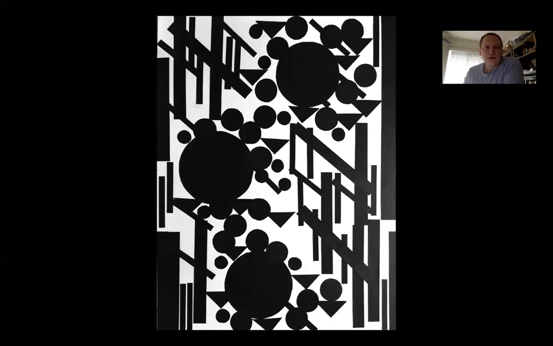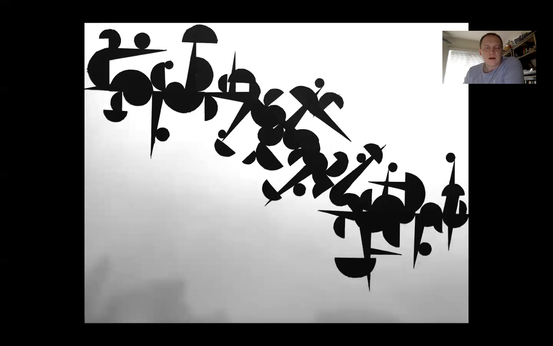It can get pretty complex. I really like this one. A lot of good use of the positive and negative space flipping, and a lot of good use of very basic shapes, half circles and a really narrow triangle.